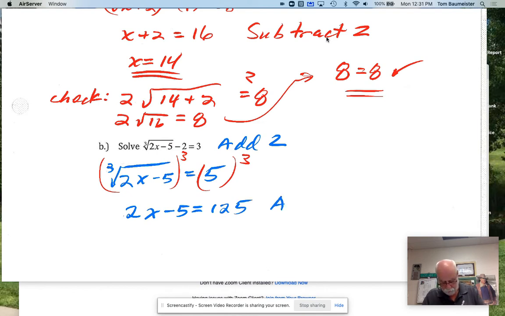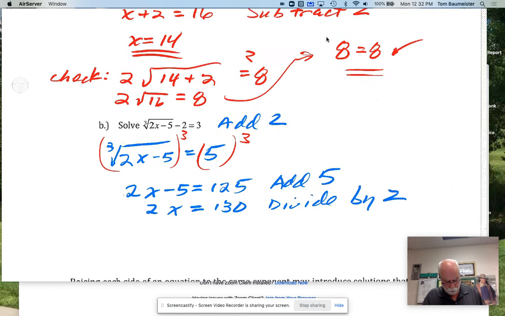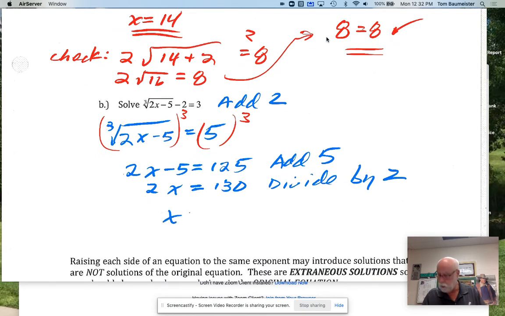Again, we're going to add 5. So I'll get that 2x is equal to 130. Then I'll divide by 2. And I'll get that x is equal to 65.